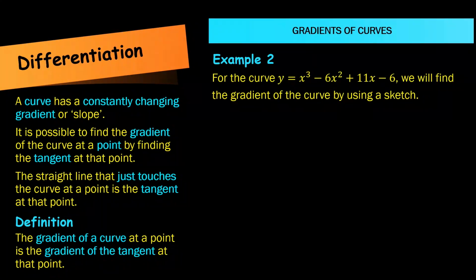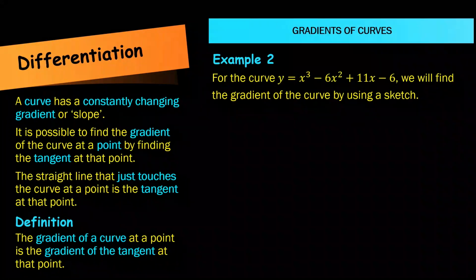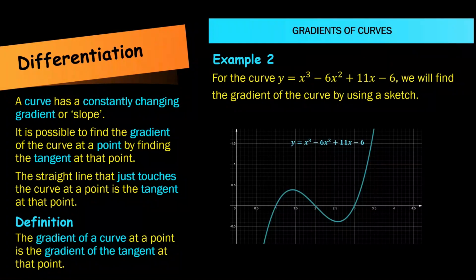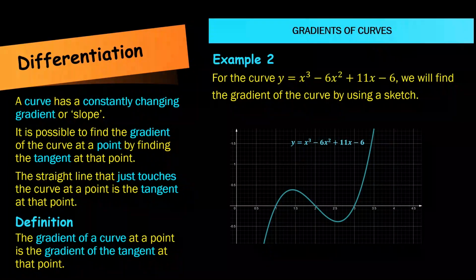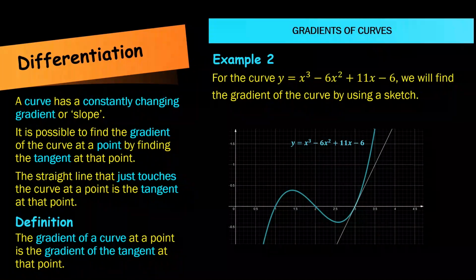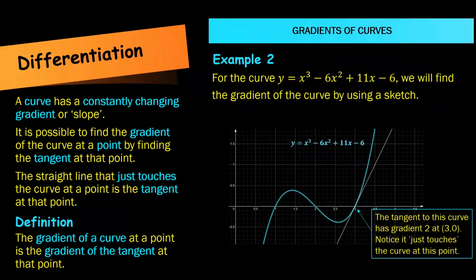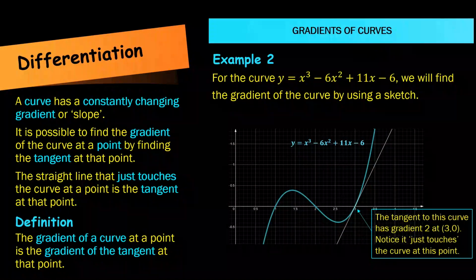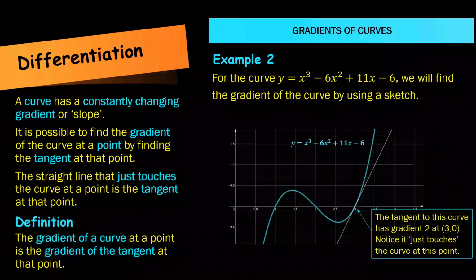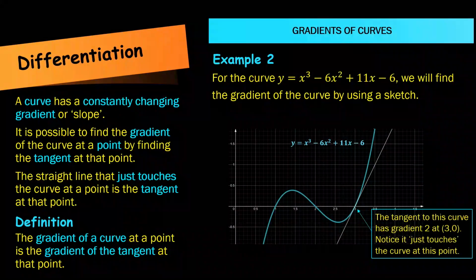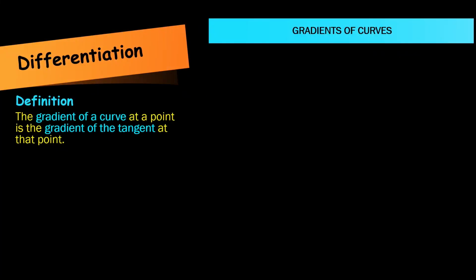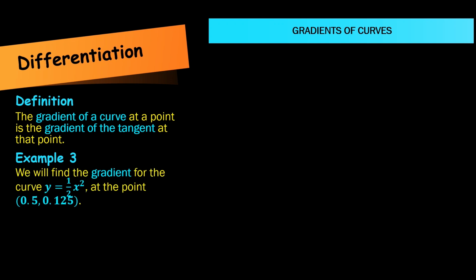For the curve y equals x cubed minus 6x squared plus 11x minus 6, we will find the gradient of the curve by using a sketch. So here's a sketch of the curve. And here's the line at a particular point on the curve. The tangent to this curve has gradient 2 at 3, 0. Notice that it just touches the curve at this point.